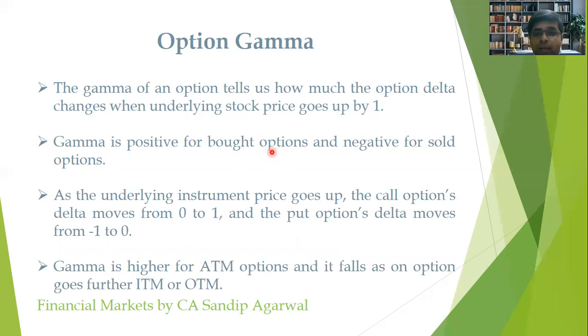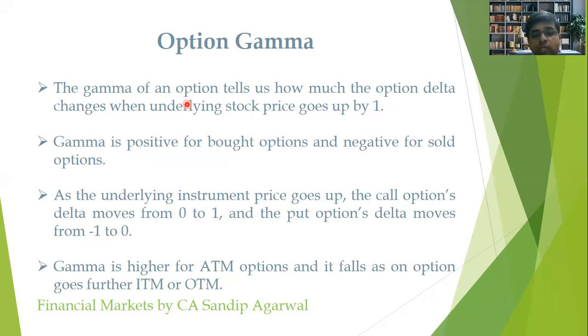Now, what is the option gamma? The gamma of an option tells us how much the option delta will change when the underlying stock price goes up by 1 or goes down by 1. So, what is the difference between the option delta and the option gamma? The option delta tells us how much the option price is going to change in view of the change in the underlying stock price, whereas the option gamma tells us how much the option delta changes when the underlying stock price goes up or down by 1.